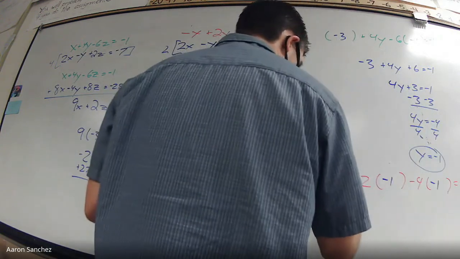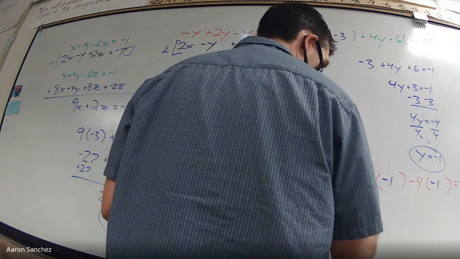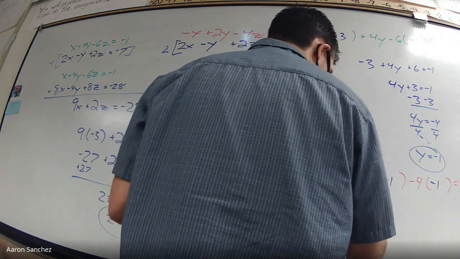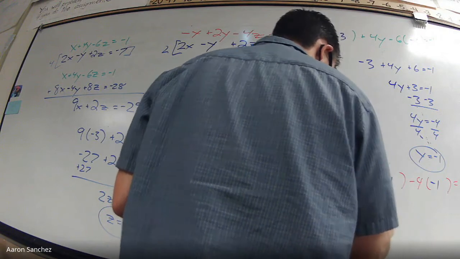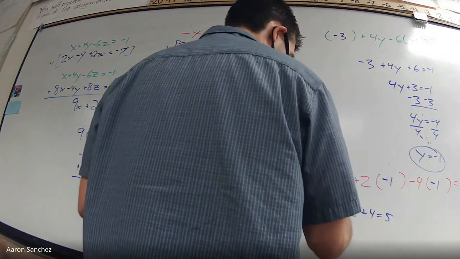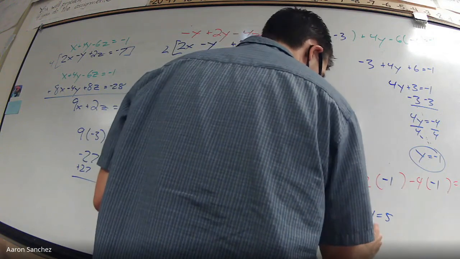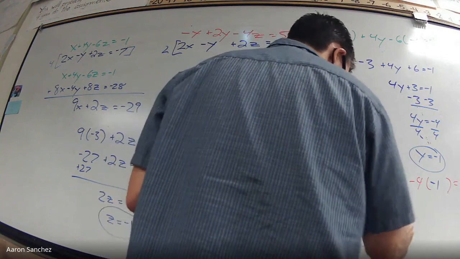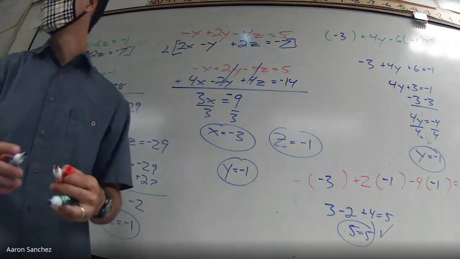Okay, so we got 3 minus 2 plus 4. Does that equal 5? 4, 5, 6, 7 minus 2. And I know my answer is right. Good job, Sensei.